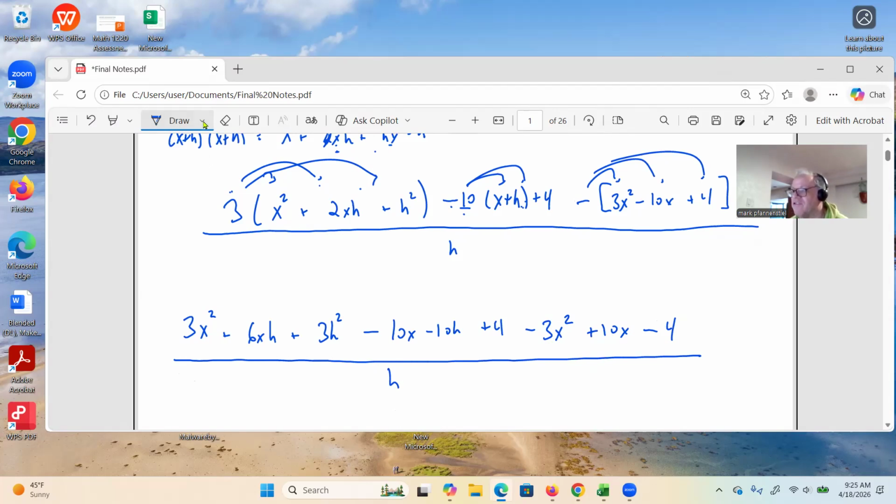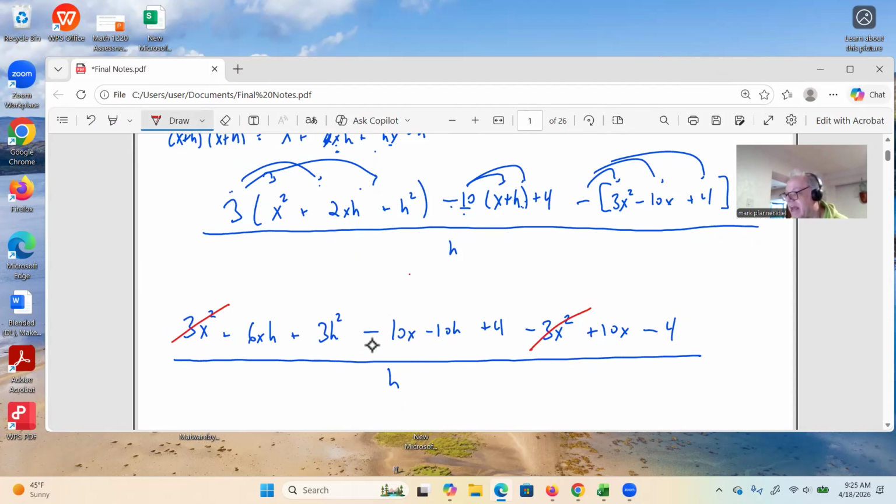Now we can look at this and start thinking about what are our like terms, what's going to cancel. A lot of stuff is going to cancel. That's going to happen to everyone every time you do this problem. So this 3x squared and that negative 3x squared, those are going to cancel.